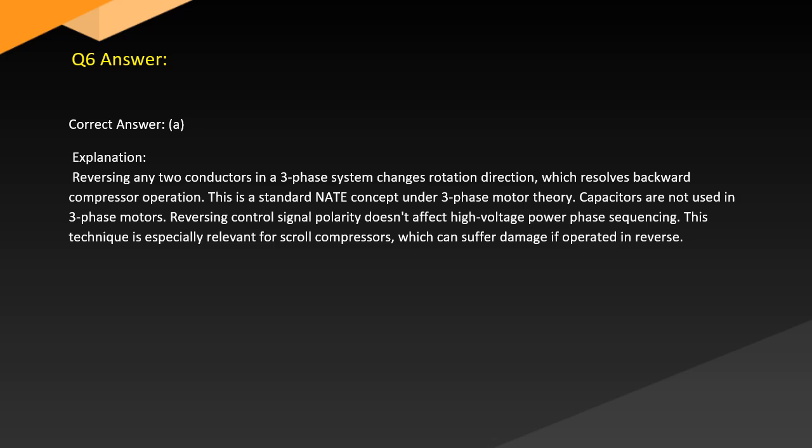Answer. Correct answer: A. Explanation: Reversing any two conductors in a three-phase system changes rotation direction, which resolves backward compressor operation. This is a standard NATE concept under three-phase motor theory. Capacitors are not used in three-phase motors. Reversing control signal polarity doesn't affect high-voltage power phase sequencing. This technique is especially relevant for scroll compressors, which can suffer damage if operated in reverse.